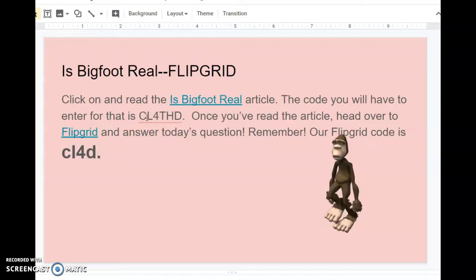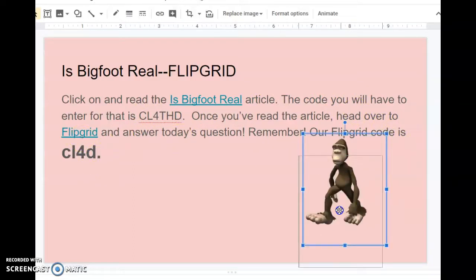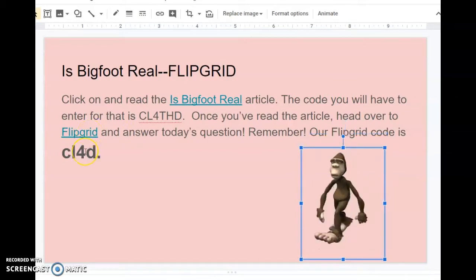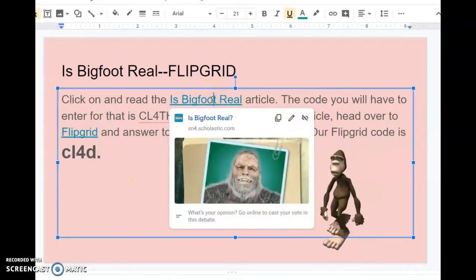That code is CL4THD. I think it has to be all in capital letters, so that's what I would type in. Think about it as County Line 4th DeGracy. Okay? Once you've read the article, you're going to head over to Flipgrid and answer today's question. Remember, our Flipgrid code is CL4D, not capital letters. Okay, so to get to our article, you're going to click on this link and click on our link there.